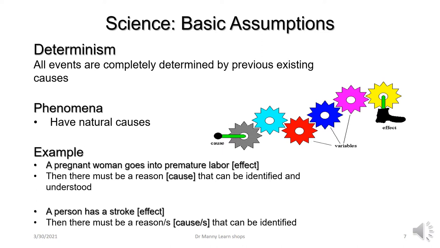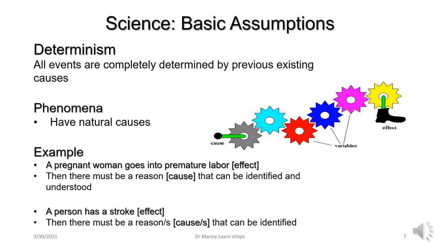Then you've got biology, and biology too has laws that describe natural phenomena. An excellent example is Mendel's law of segregation. This law describes how physical traits are passed from one generation to the next, which you would have covered when you did your basic medical sciences, when you looked at genetics. So, basic assumptions also include determinism. Determinism is a philosophical theory that all events, including your moral choices, are completely determined by previously existing causes.